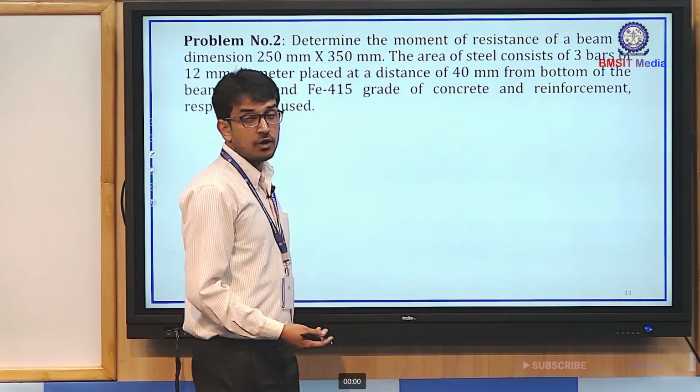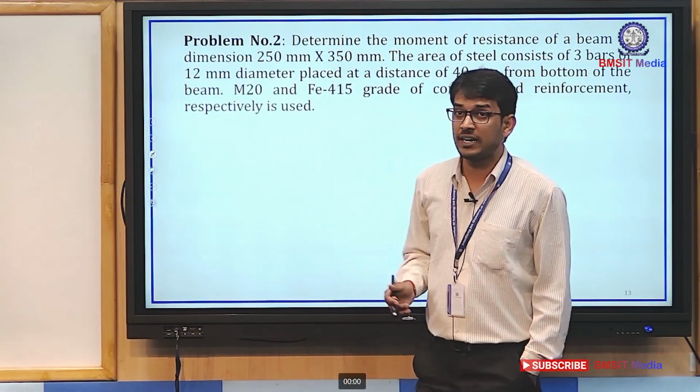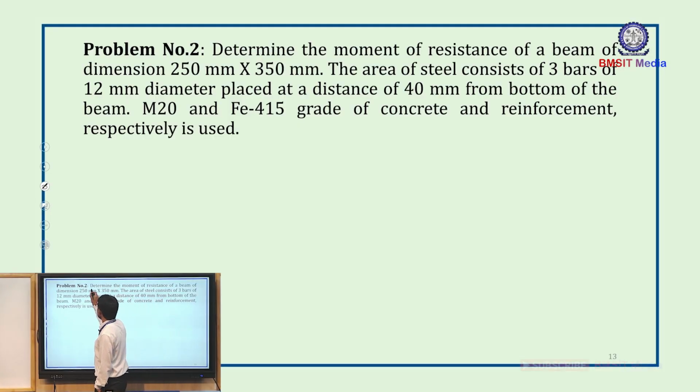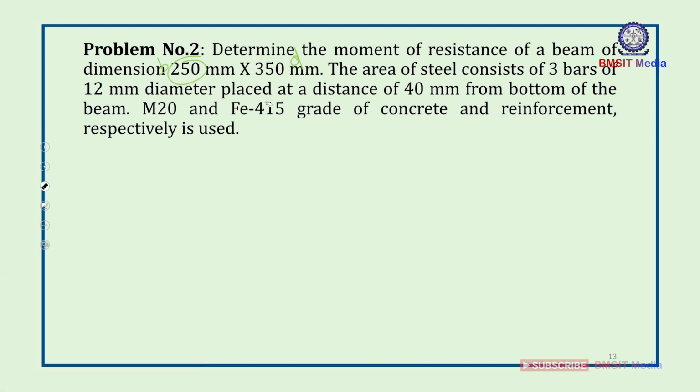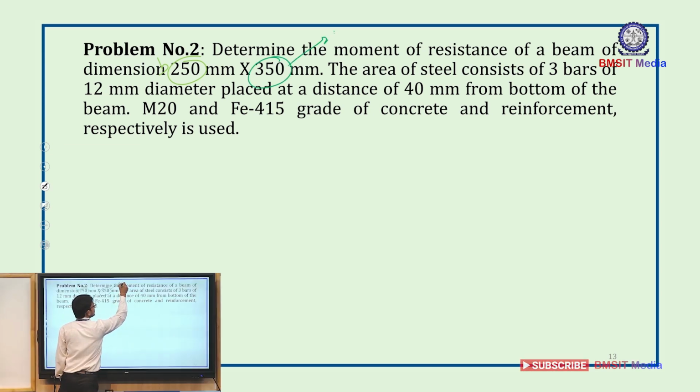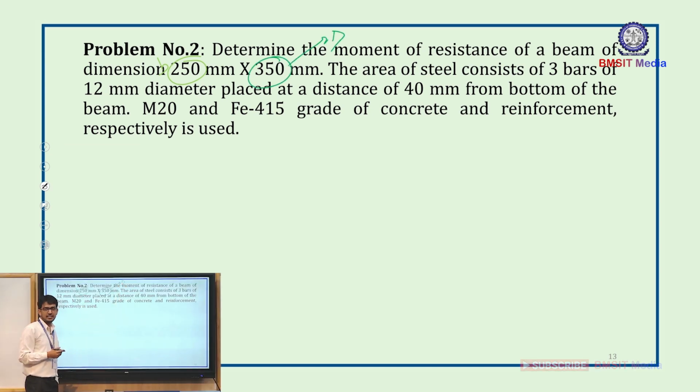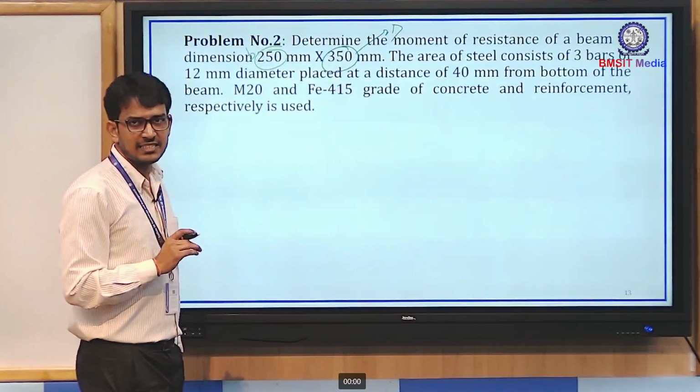So now before solving, you have to first write the given data. So what data do you have? A beam of this size. So this is the small b, and this is the 350. It is not defined whether it is the effective depth or which one it is. So we will consider this 350 mm as capital D, because it is not defined which depth it is. So we will consider it as the overall depth.